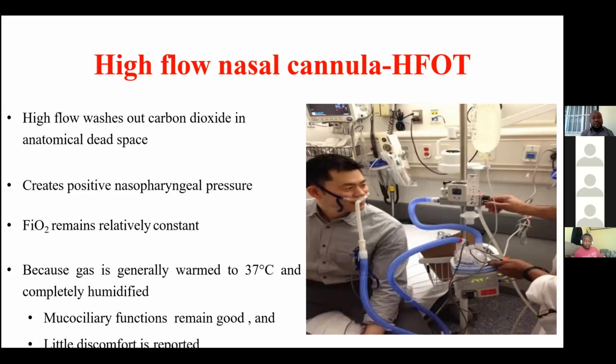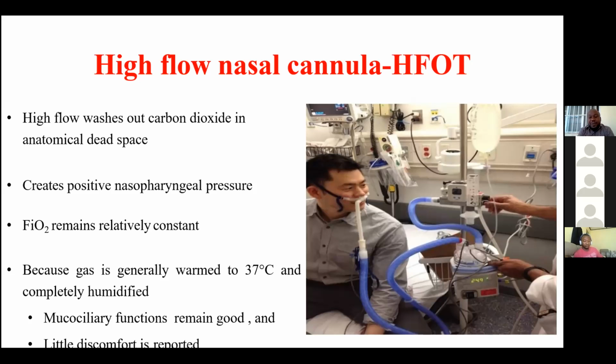This high flow oxygen may wash out the carbon dioxide in anatomical dead space, which may be retained there, and also create a positive pressure. As you know, we talk about a positive pressure when we say the patient is on the machine. It's the same as the machine, but also by creating this positive pressure, you may regulate the FiO2 you need, and also the FiO2 will be constant. As we said, it is the same for all high flow oxygen delivery devices.